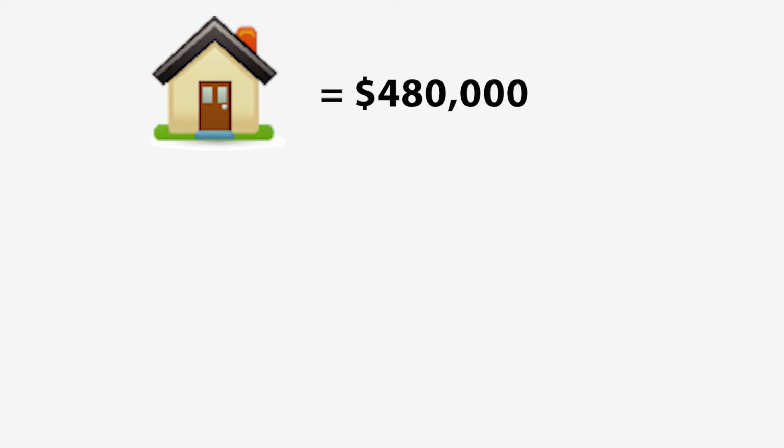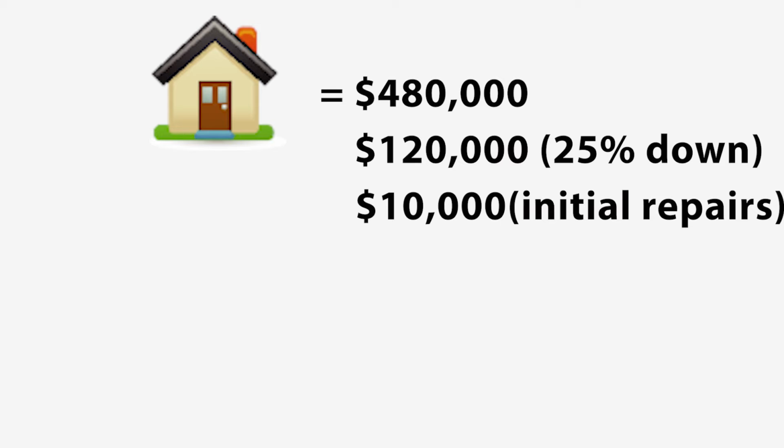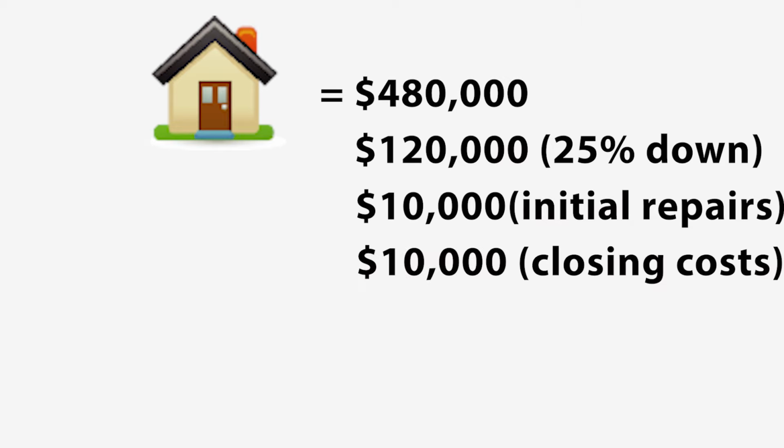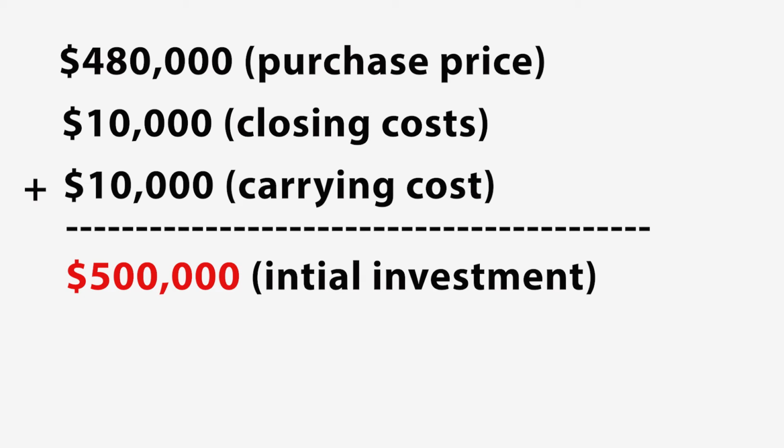Now, let's walk through an example. Let's say it's a $480,000 home that we're buying. We're going to put 25% down. That means we have a 25% down payment, or $120,000 that we're investing in the property, and we're borrowing $360,000. Let's say we've got $10,000 worth of initial repairs that we make. We have that $10,000 in closing costs and holding costs prior to renting that property out for the first time. So we have a total initial investment of $140,000 as compared to that total initial investment paying cash, which would have been $500,000.